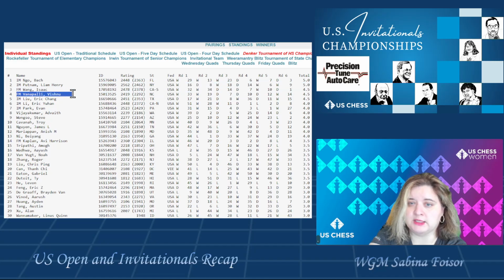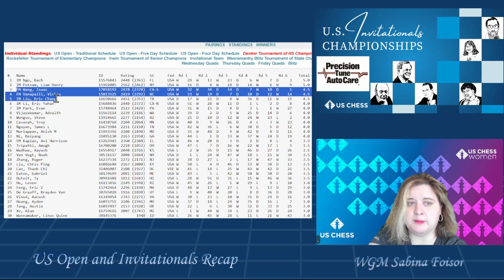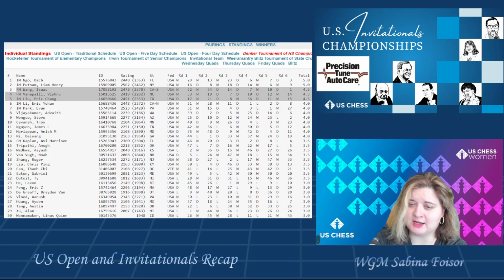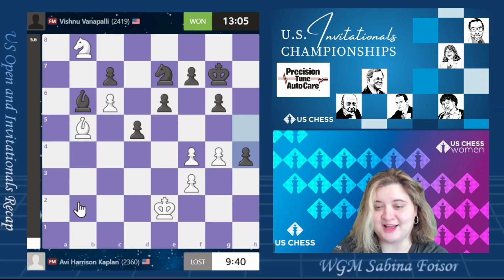Vishnu, after winning that game, caught up with FIDE Master Isaac Wang, and also Eric Liu. So the three of them finished on 4.5 and got the remaining scholarships. So congratulations to all of them. Really hard fought games, tough for some of those people that I showed losing in the final round, but unfortunately this is chess. This is chess. Sometimes more heartbreaking than other times.